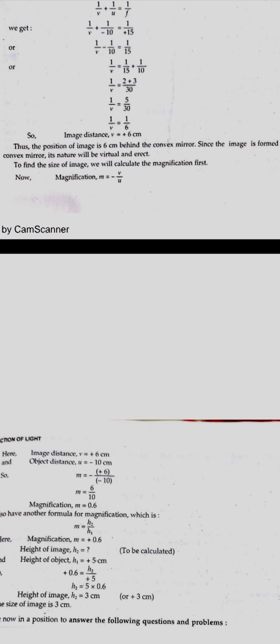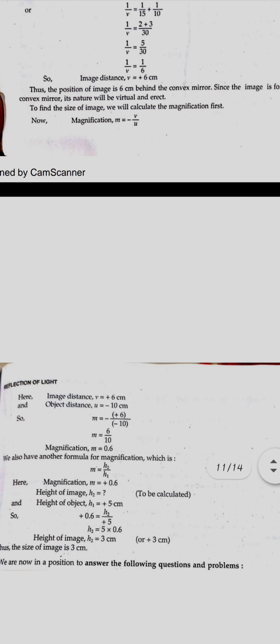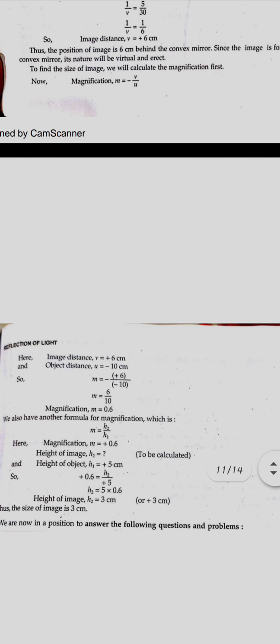So from here, magnification m equals minus v by u. We get that u is negative and v is positive, and we have taken out in the equation first that plus 6 cm is the image distance. So v is plus 6 and u is minus 10, and minus v by u will be 6 by 10, that is 0.6 magnification. So we can say that the height of the image is 0.6 times the object. Okay, 0.6 magnification will be there.